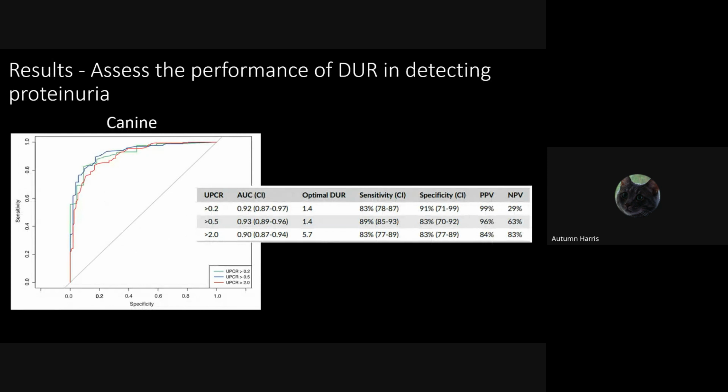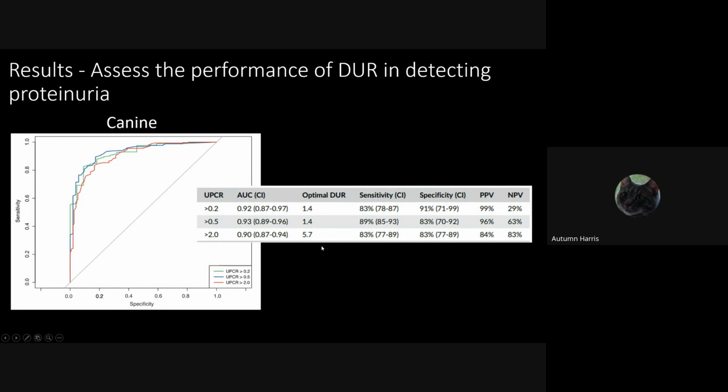And then one of the other objectives of the study was to assess the performance of this ratio in actually detecting proteinuria based off the different IRIS guidelines. So this is the ROC curve here, and this is the dogs. And then this is the table that goes along with that, that shows you the different UPC cutoffs that they used, the area under the curve, and what the optimal ratio cutoff that they found with sensitivity, specificities, positive predictive value, and negative predictive values.